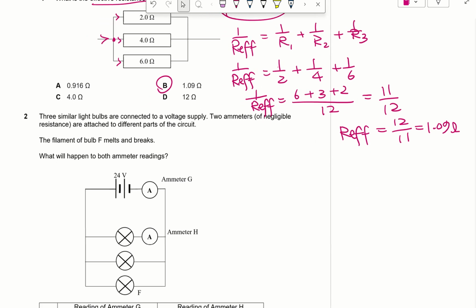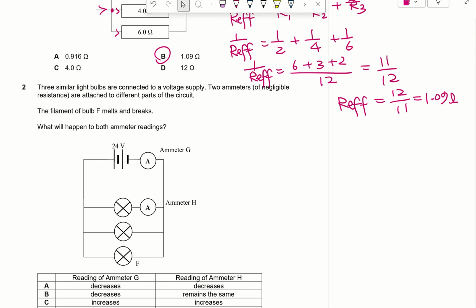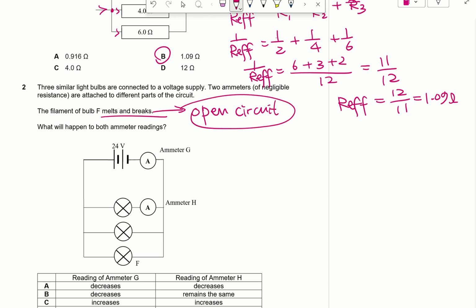Okay, next, 3 similar light bulbs are connected to a voltage supply. We have 2 ammeters of negligible resistance attached to different parts of the circuit. The filament of bulb F melts and breaks. When this happens, it actually creates an open circuit. So the current will no longer flow through it. It's sort of taken out of the circuit. Now what will happen to both ammeter readings?